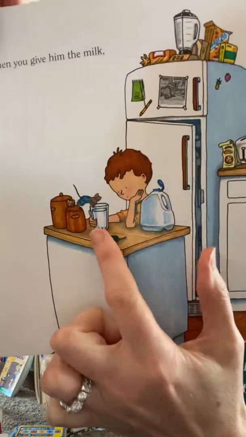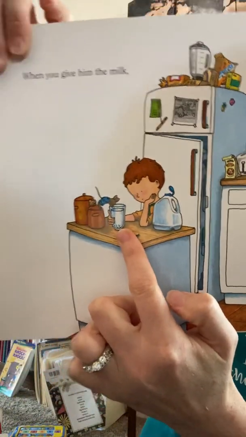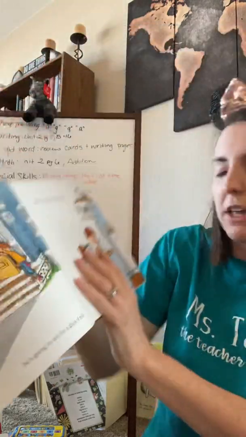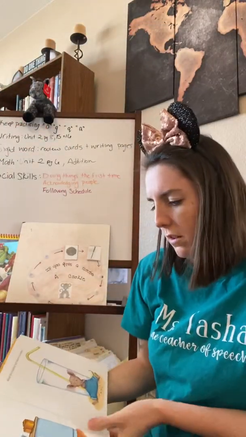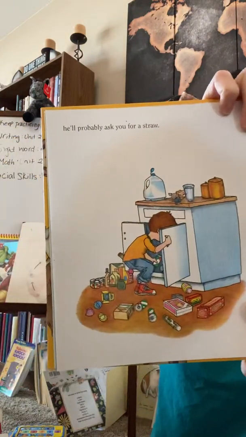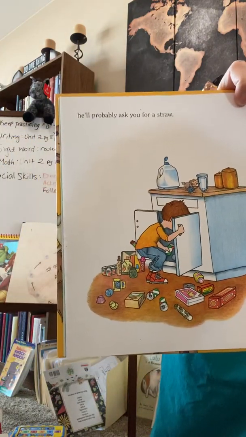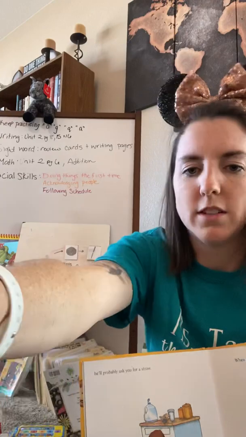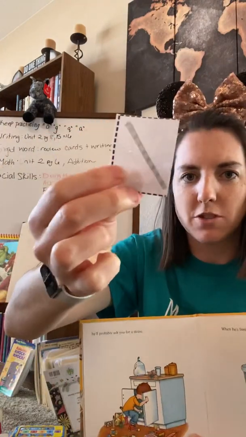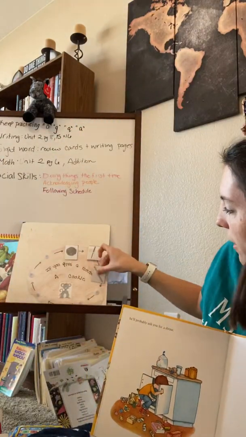What is our mouse doing? He's drinking the milk. When you give him the milk, he'll probably ask you for a straw. Can you guys find the picture of your straw? Oh, I got my straw. Put it right there.